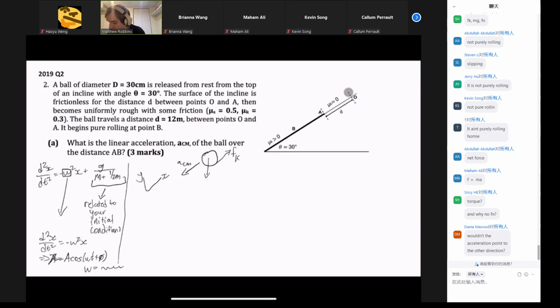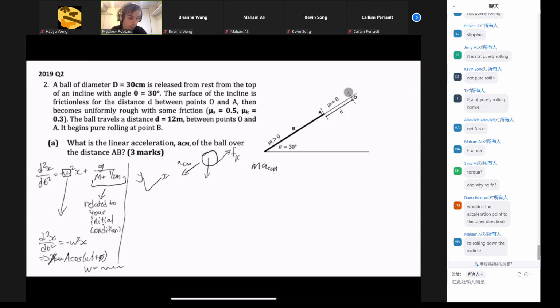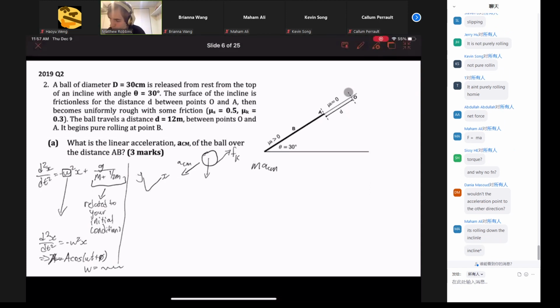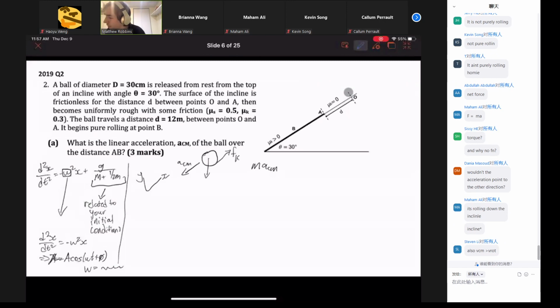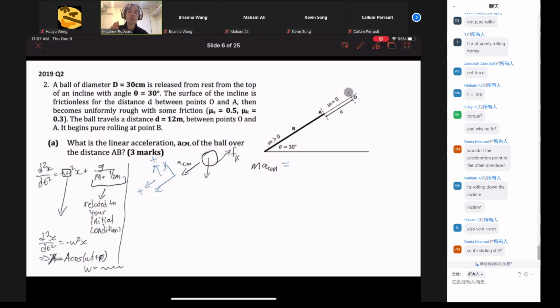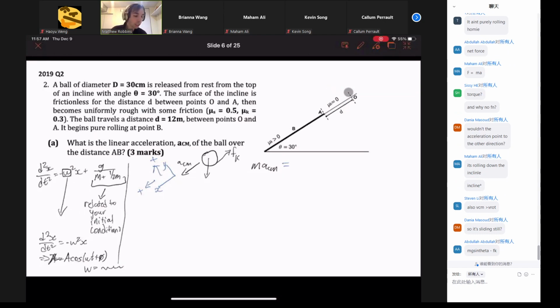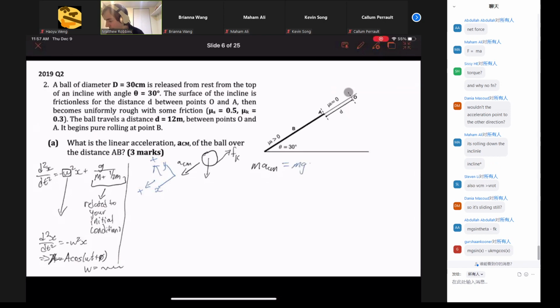So we have X and Y. In the X direction, we have M a_CM, just so that I keep my directions consistent. So X, Y, basically positive, positive. So what is the right side of my equation equal to? We're looking at over the distance AB when it is slipping. So we have mg sine theta minus the kinetic force due to friction.